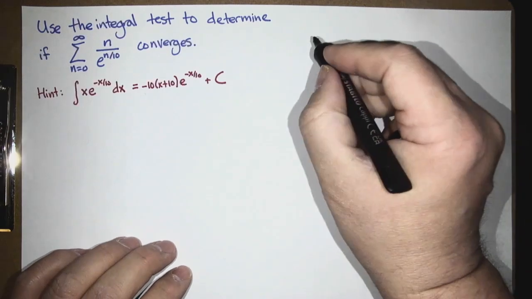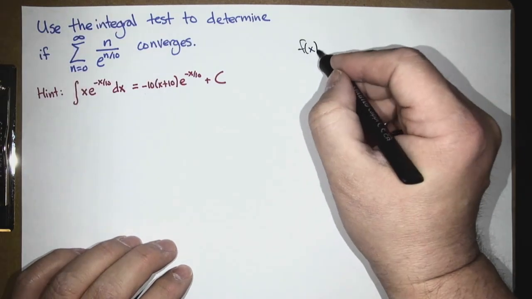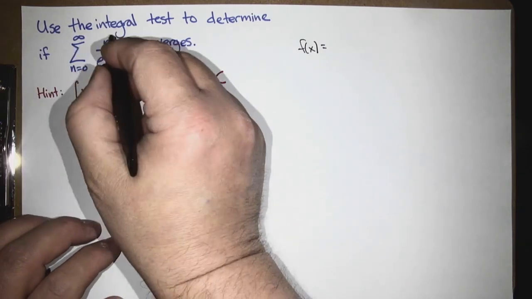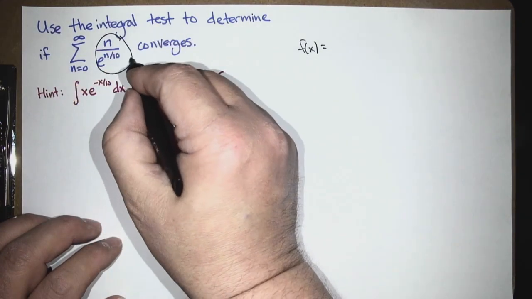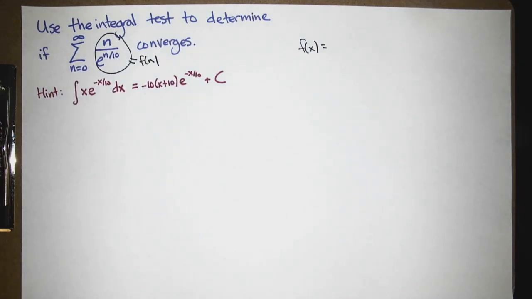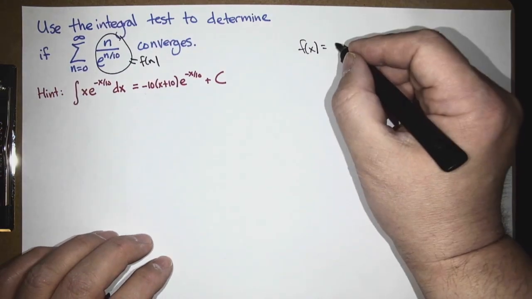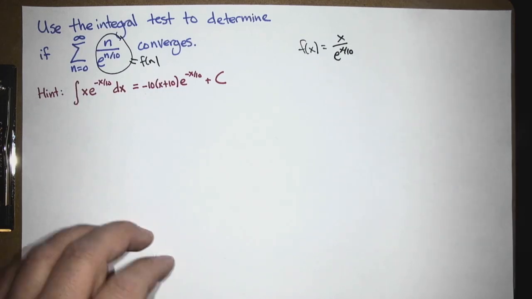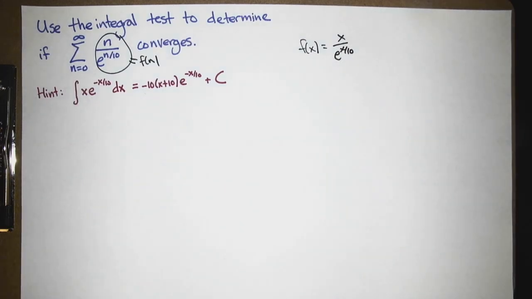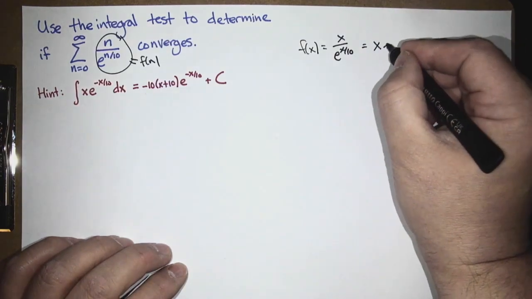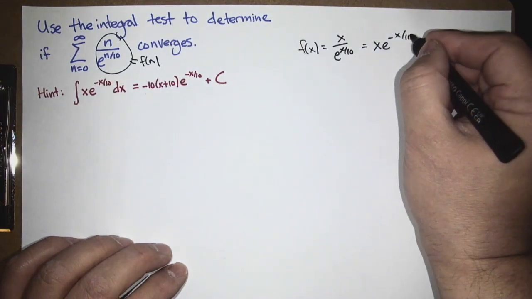So what would our function be? What would our f of x be? This is not a trick question, not yet. There's our f of n. So f of x, just x over e to the x over 10, right? Everywhere you see an n, put an x. That's your function, which is x e to the minus x over 10.